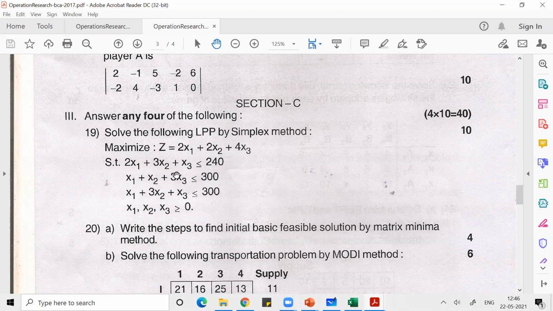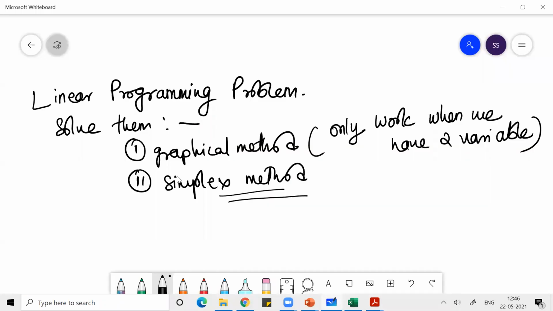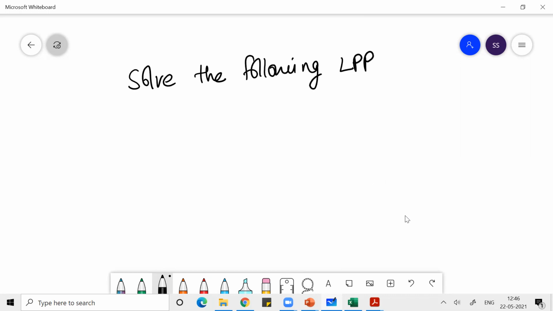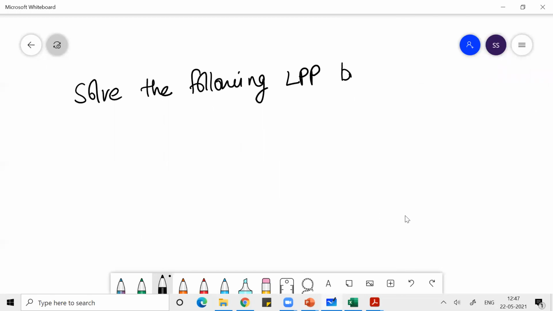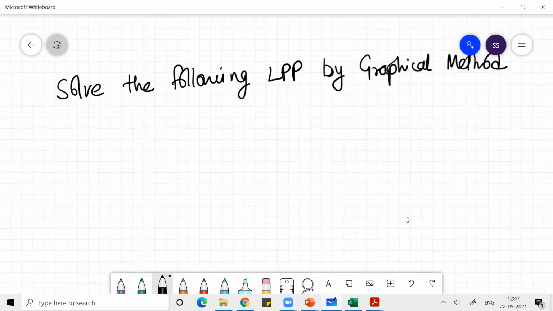First, I'll teach you how to solve a linear programming problem by using the graphical method. So we learn how to solve a given problem by using the graphical method. Suppose this is the problem: solve the following LPP by graphical method. This question I'm trying to solve, guys.